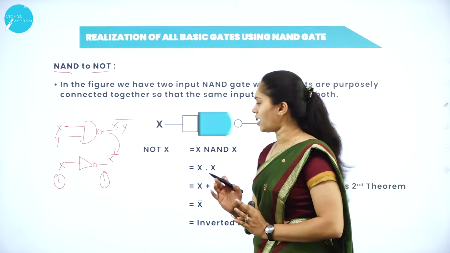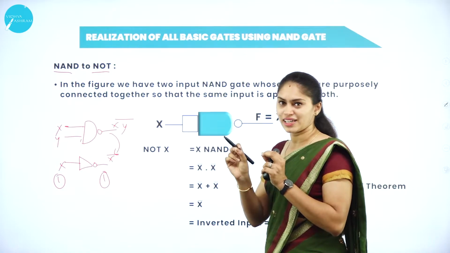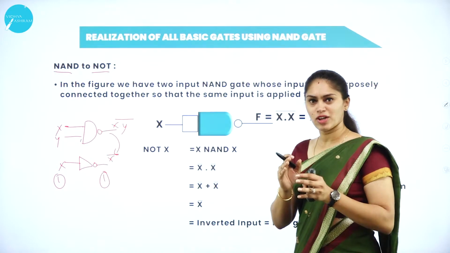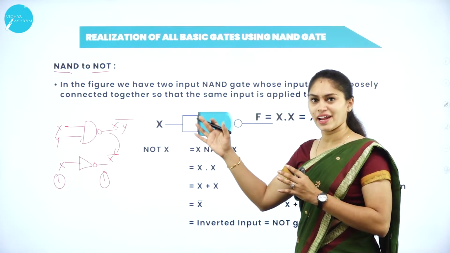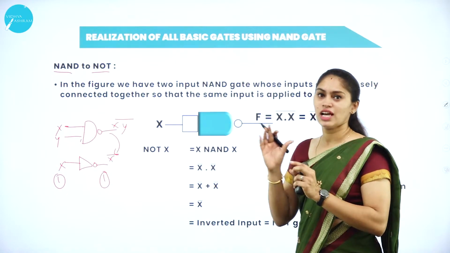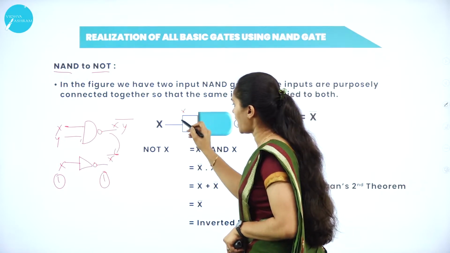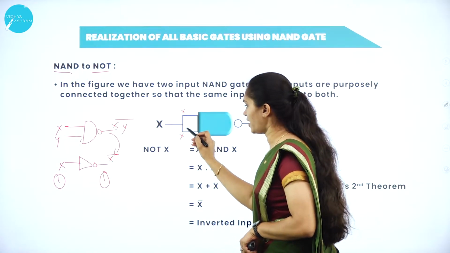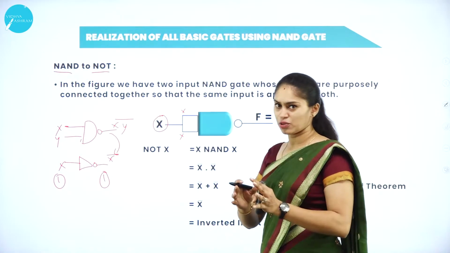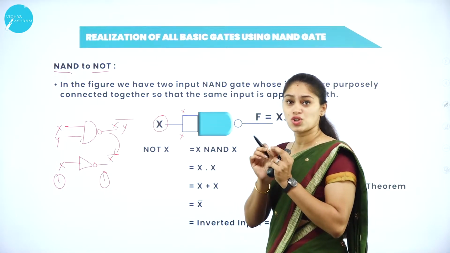Just understand right now, what am I doing here? Purposely, I am shortening the input, two inputs to a single input. Why? Because in order to make it a NOT gate, we know that it will accept only one input and produce only one output. So instead of taking two inputs as x and y, I am going to shorten it and consider a single input. But you have to understand it has two inputs, but purposely we are shortening it.